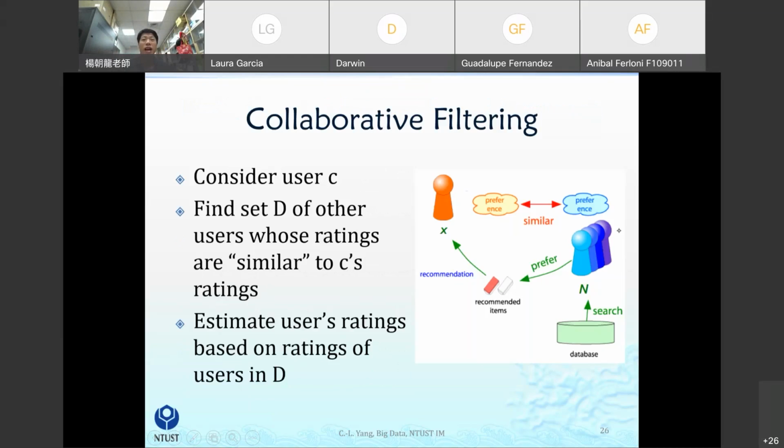Here, I want to introduce another kind called collaborative filtering, which is a little bit different. I still consider user C, but we find a set D of other users whose ratings are similar to user C's. Compared to content-based, which doesn't really use the ratings, it uses the items' text or descriptions to describe them, and then uses that description to build up the user profile. But here is the difference.